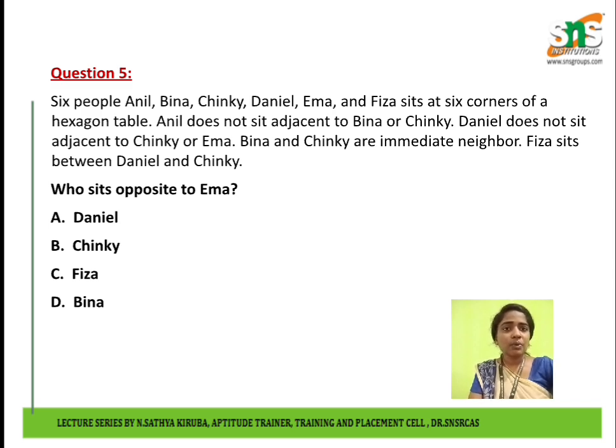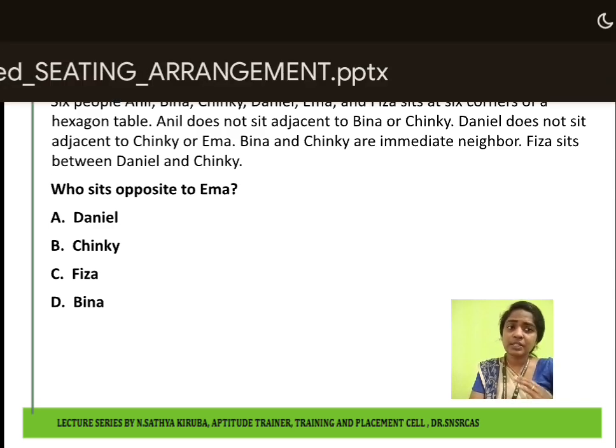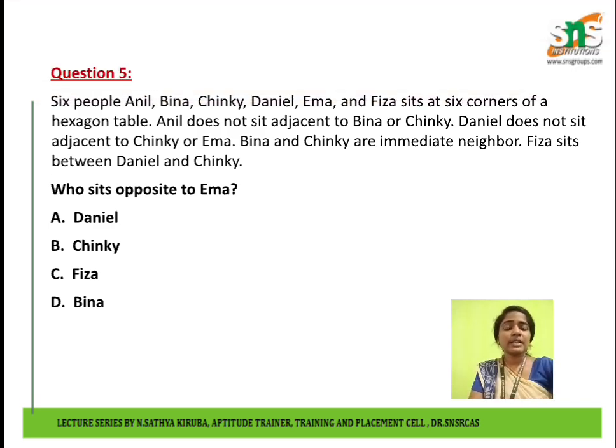Since this is a hexagonal arrangement, it is preferable that you draw a hexagon. If it is a square arrangement, you will be drawing a square. So first fix the places. Anil does not sit with Beena or Chinky, so all the time you can write only the alphabets. Here you can write A, B, C, D, E and F.